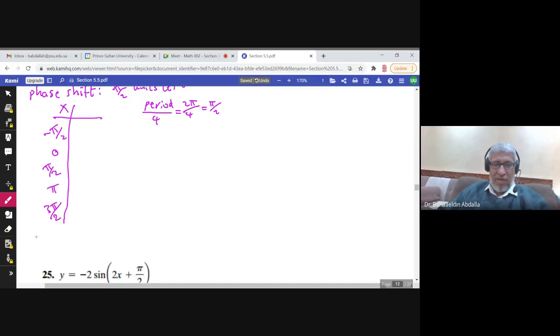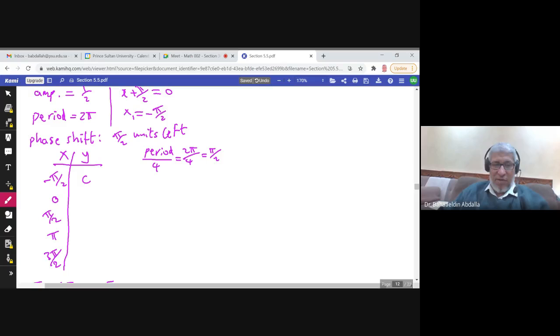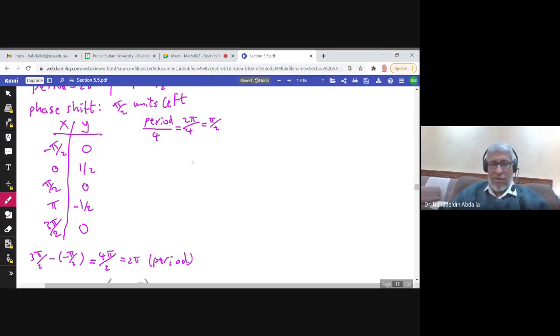Check. Find 3 pi over 2 minus negative pi over 2, which is the first one. So 3 pi plus pi over 2, which is 2 pi, and this is the period. So that's good. I did not do any mistake here. Now, what about the y? Use the calculator to find the y values, or this is sine. So I have here 0, here 0, here 0. Here maximum, the maximum is half. Here minimum, the minimum is negative half. And I sketch the graph of this function.